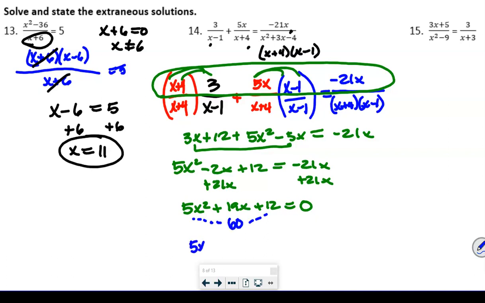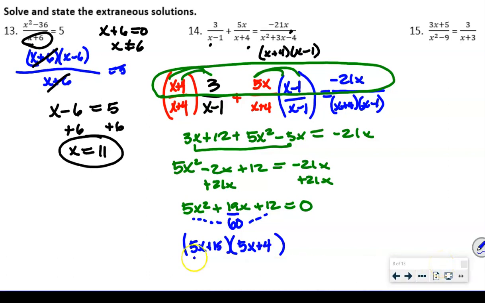So we're going to drop this 5x down into our set of parentheses here. This is the part you guys might not remember. And we're going to think about what are the factors of 60 that add up to be 19. That would be plus 15 and plus 4. Okay, so now that can be divided by 5. So this is going to be x plus 3. That's one of our factors. And the other one's going to be 5x plus 4.